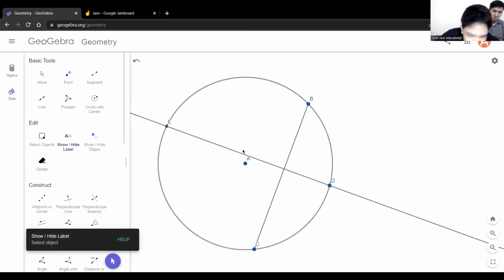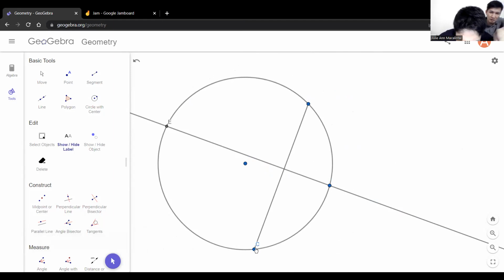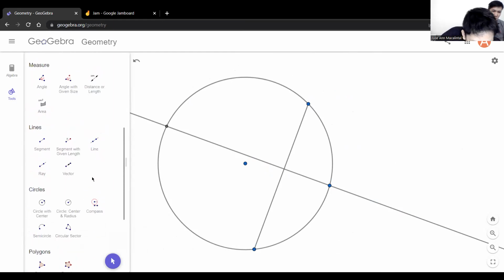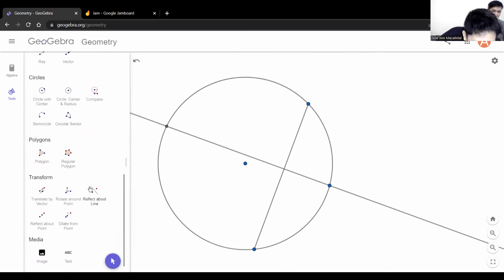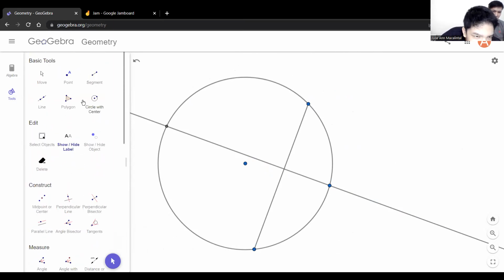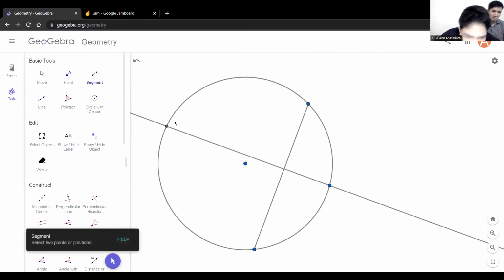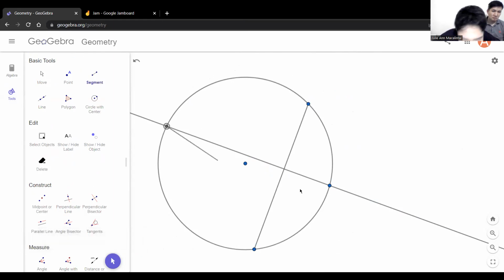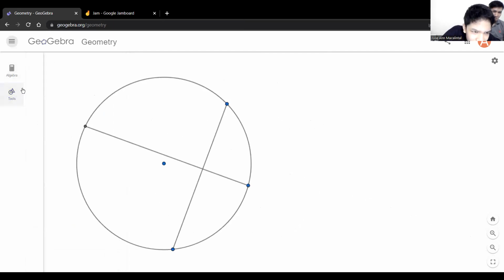Now I will hide the labels of these, and label the perpendicular. Actually you can just erase everything else, but in GeoGebra I don't, so I will just hide this.